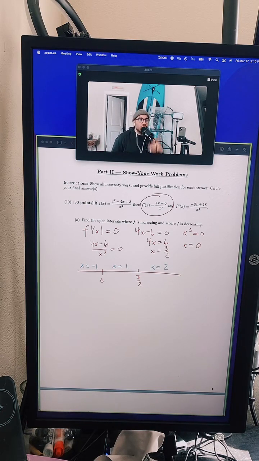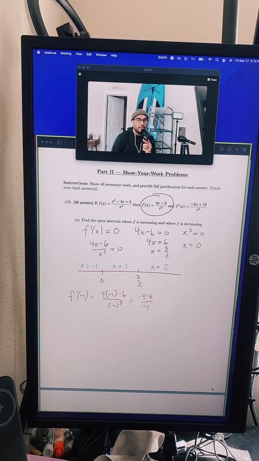And we're going to plug these into our derivative because our derivative is going to tell us whether or not the derivative is positive or negative. In other words, it's telling us whether the function is increasing or decreasing. So let's go ahead and test f prime of -1. So you plug it into the derivative function. So that's going to be 4 times -1 minus 6 over -1 cubed. This is -4 minus 6 over -1.